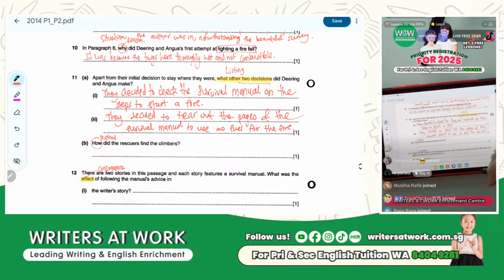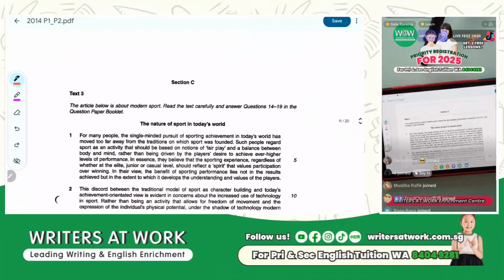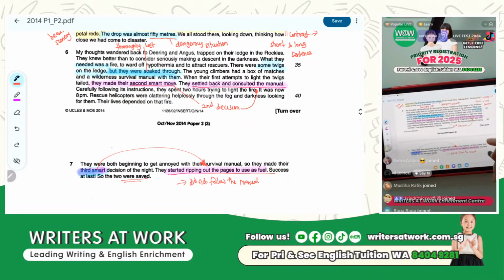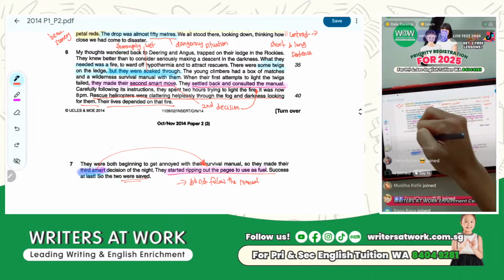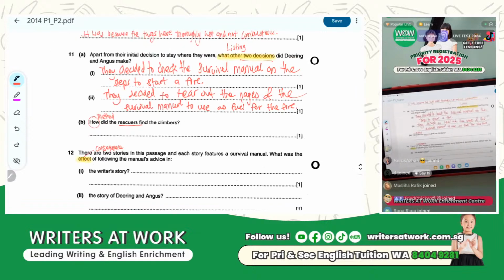Now, moving back to our text again, we need to find out how the rescuers found the climbers. Right, so you can see that the rescue helicopters were clattering helplessly, so the rescuers could not find them. However, they lit the fire and the rescuers could spot them. Their lives depend on the fire, so we need to infer from here. Okay. So how the rescuers? The fire allowed the rescuers to find them.